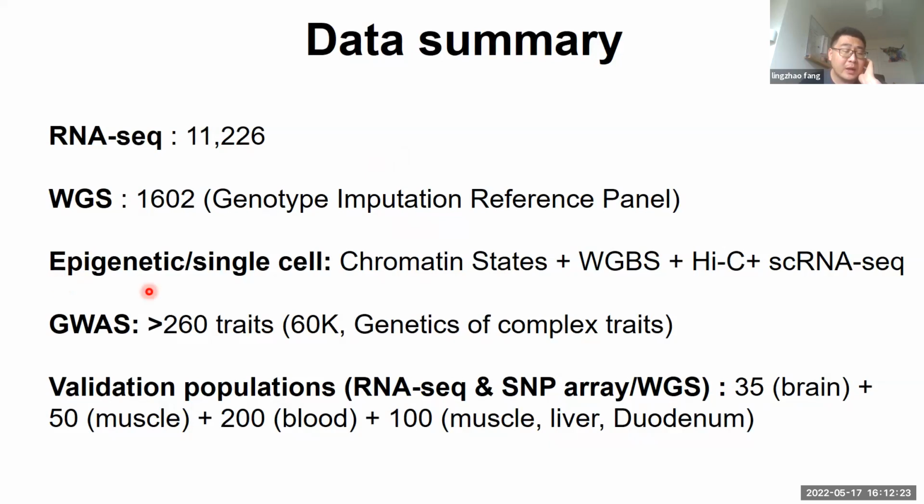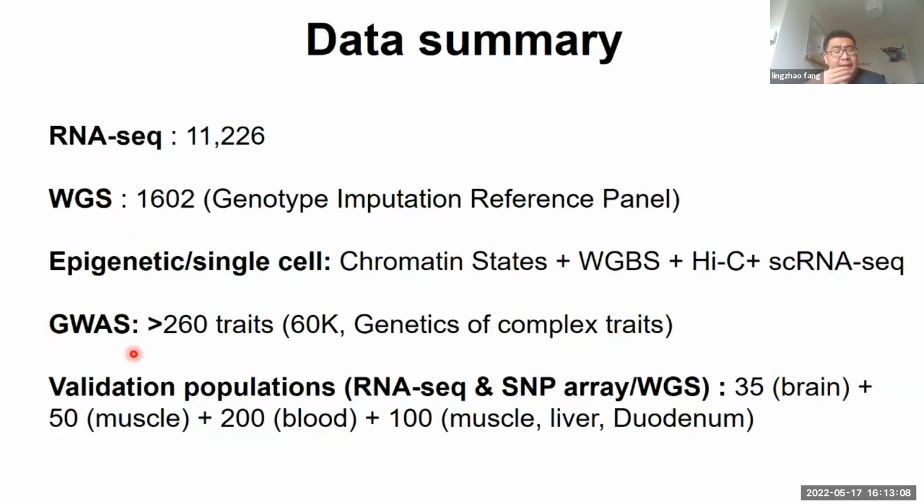We also uniformly analyzed the publicly available, already published epigenetic data and single-cell RNA-seq data in pigs. That data was used to predict chromatin states and to detect the cancer promoter in multiple tissues. We also analyzed whole genome bisulfite sequencing, which is DNA methylation data, and Hi-C data to detect TADs. All these multi-omics data were used to annotate the eQTLs we detected by combining the RNA-seq and whole genome sequence data.